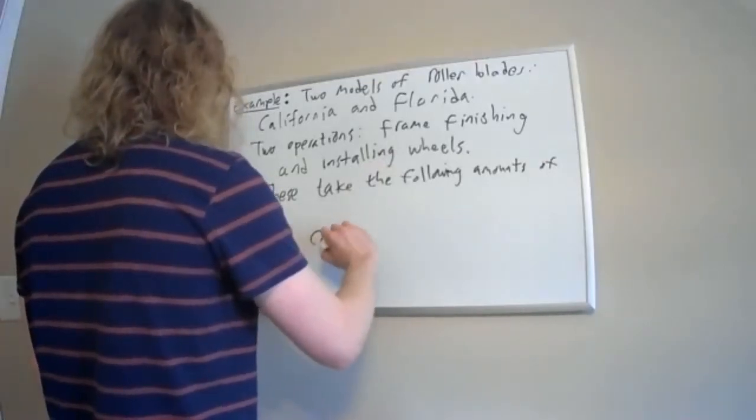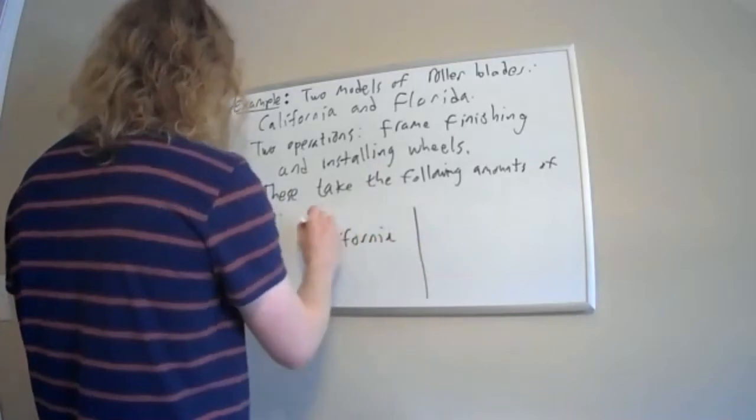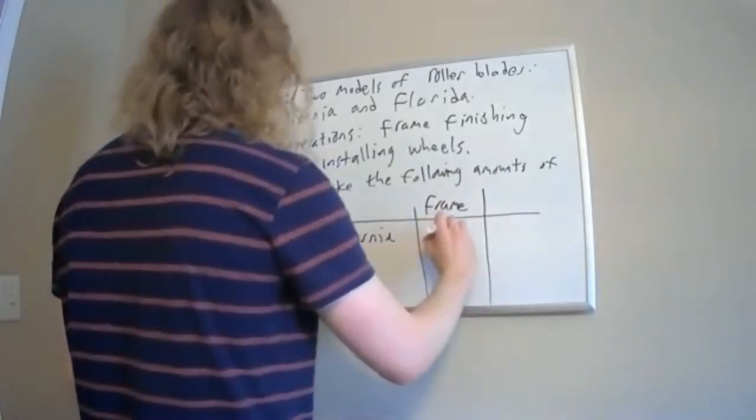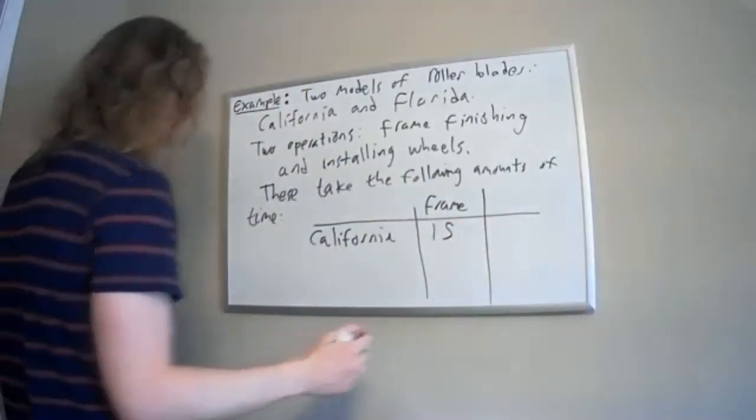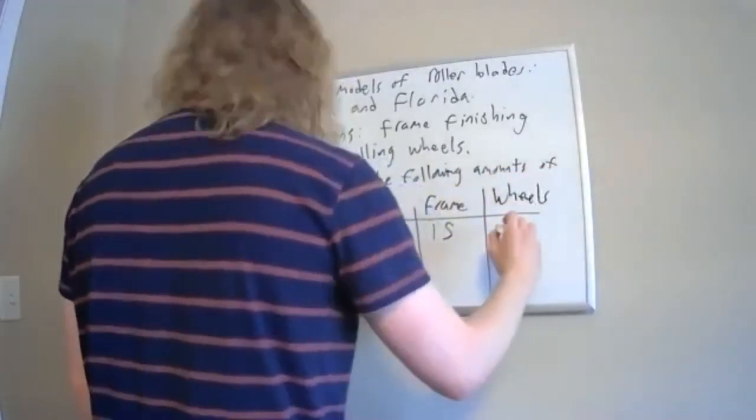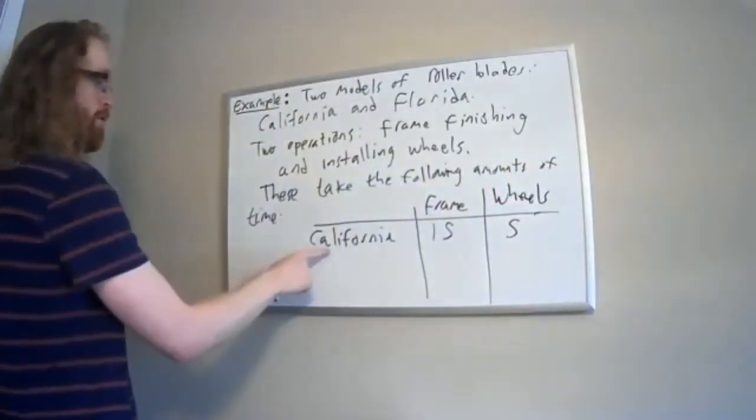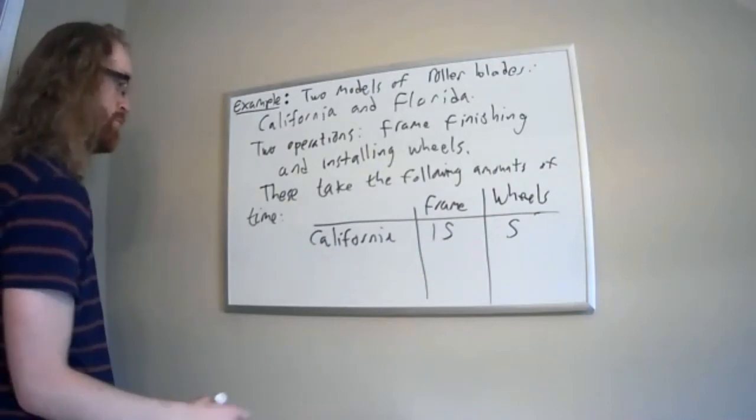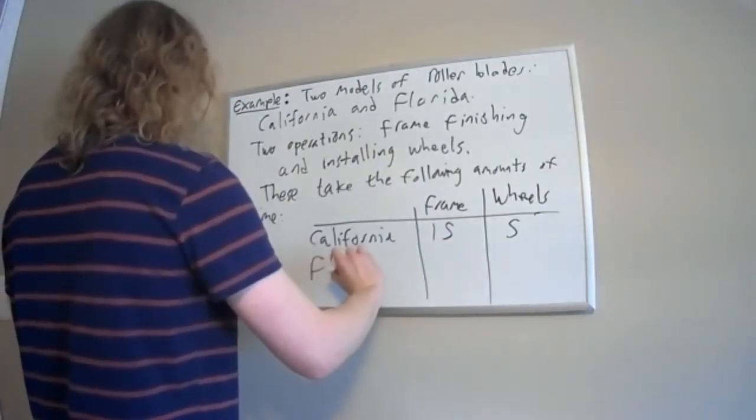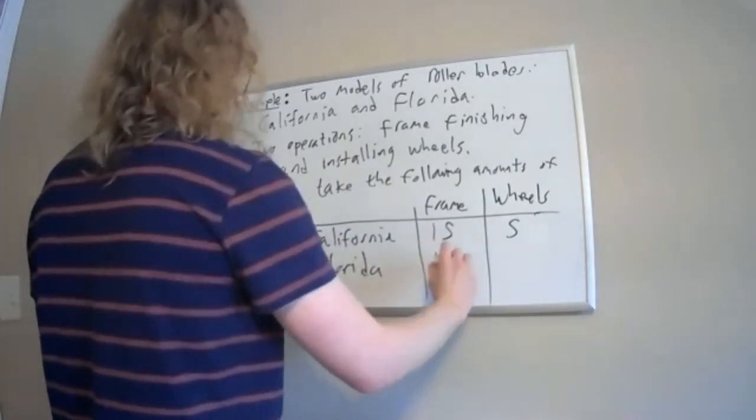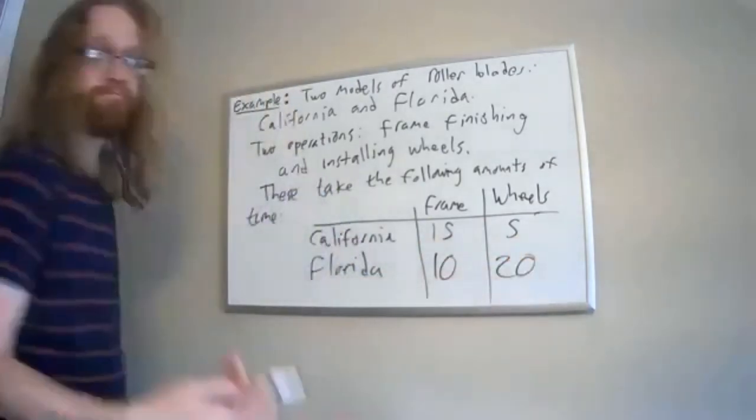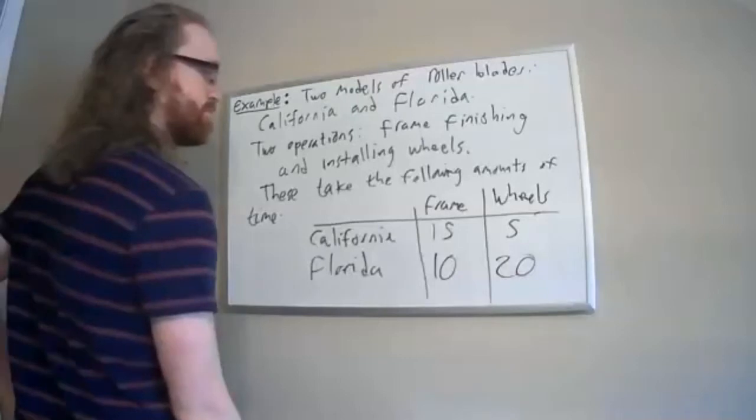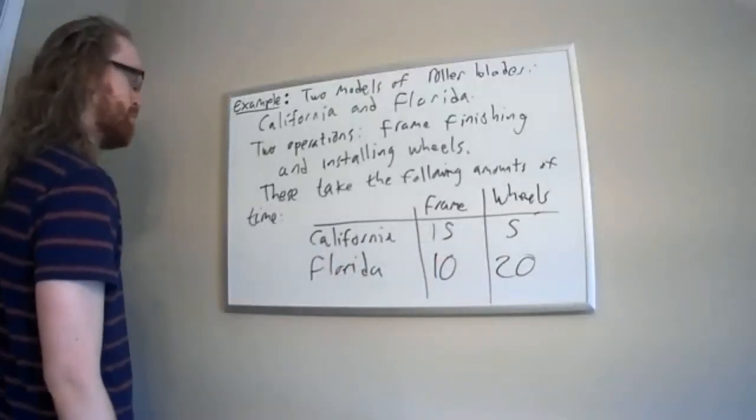So for the California, make a little table here. For the California, to finish the frame takes 15 minutes. So these numbers are going to be in minutes. And to install the wheels takes 5 minutes. So for every pair of California roller skates that I'm going to make, it takes 15 minutes to do the frame. It takes 5 minutes to do the wheels. And for the Florida model, maybe it takes 10 minutes for the frame and it takes 20 minutes for the wheels. Okay. So I now know how much time it takes to produce one of each model for each of these operations.